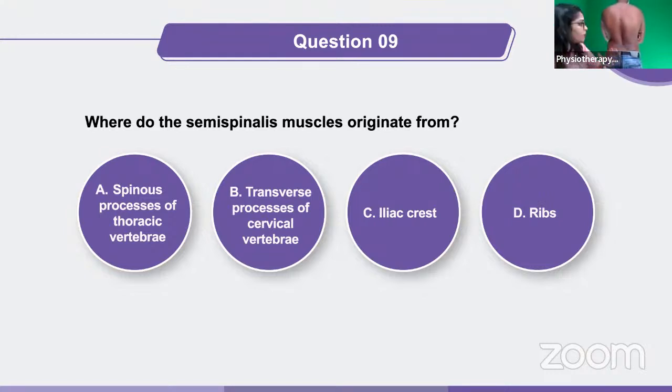Okay, lumborum was here, thoracic was somewhere here, cervicis started here and ended in the cervical region, capitis started here and got inserted into the mastoid process or nuchal line of the occiput. Okay.